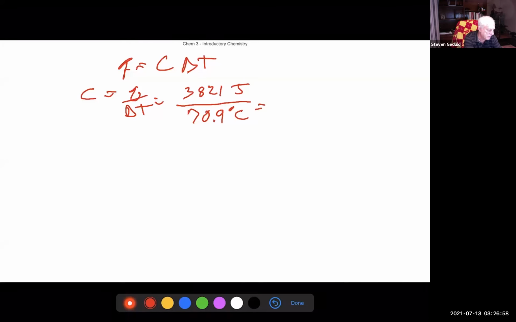So 3821 joules, 3821 divided by 70.9 equals 53.89 joules per degree centigrade. Okay. So this should be the heat capacity of the object.